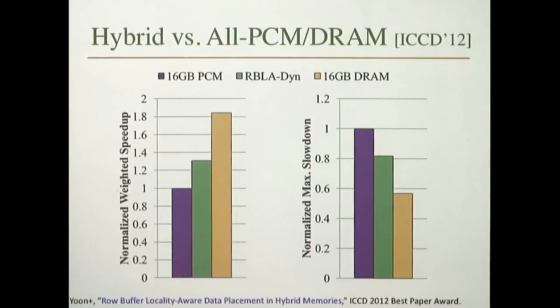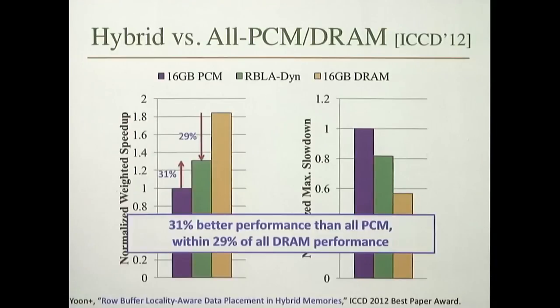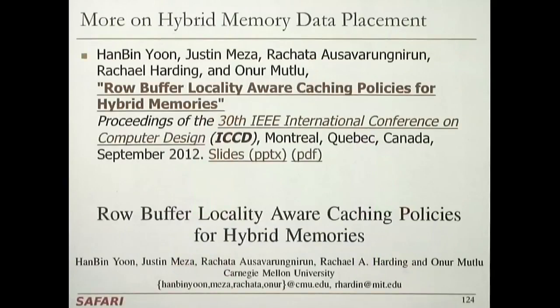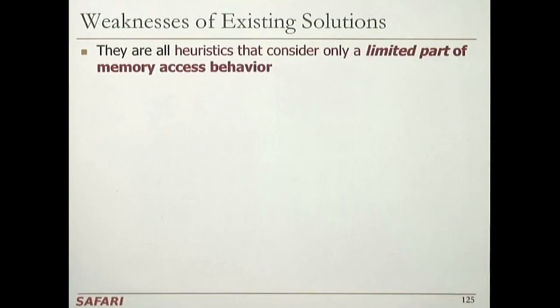And the performance, again, this is the pessimistic view, as you can see over here. With 16 gigabyte PCM, performance is here. With 16 gigabyte DRAM, performance is here. And this management mechanism, called RBLA-Dyn, comes somewhere in between, which is not bad, assuming this pessimistic view. OK, and you can read this paper for more detail.